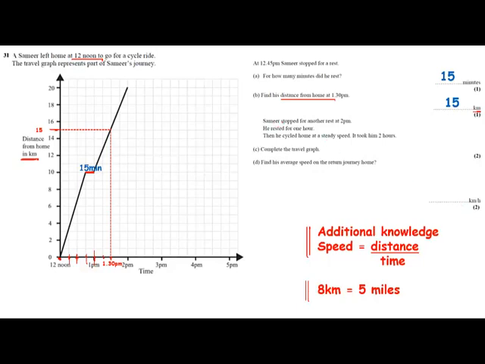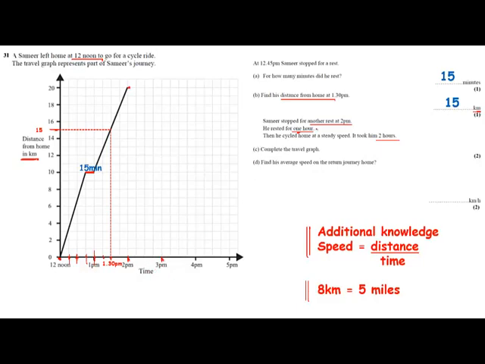Okay, the next part of the question, Samir stopped for another rest at 2 p.m. So at 2 p.m. he stopped for a rest again. He rested for 1 hour. Okay, he cycled home at a steady speed, and it took him 2 hours to get home. Anyway, if we look over here, that's where he's going to stop for a rest, and that is at 2 p.m. They've told us that. He stops for a rest until 3 p.m.